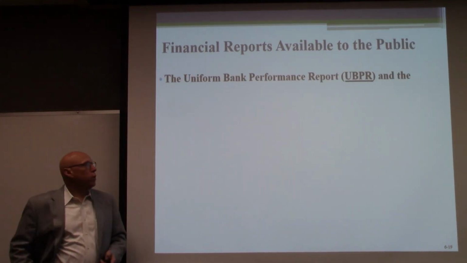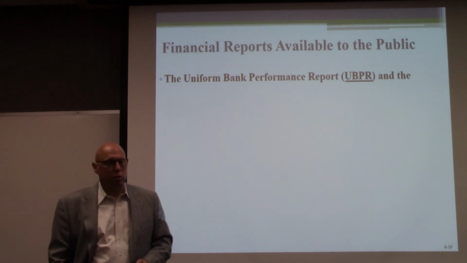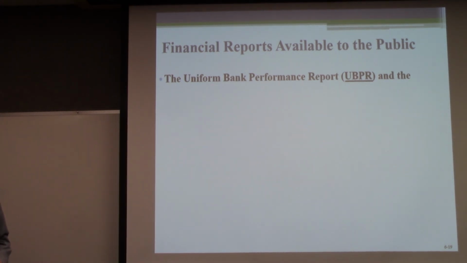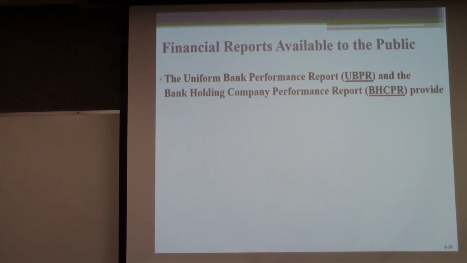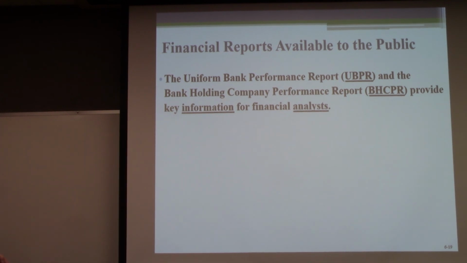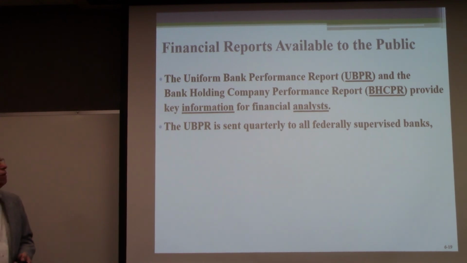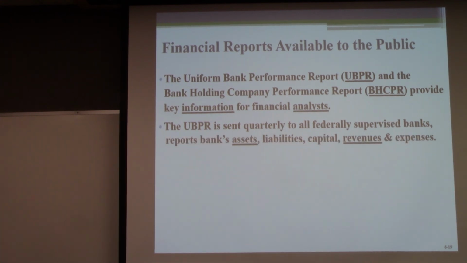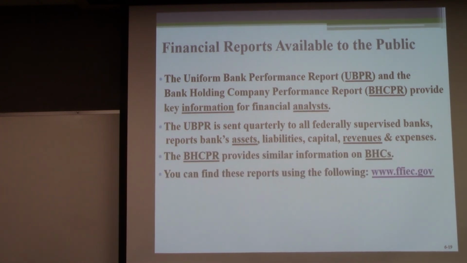All right, so where do we get information for banks? A couple of different places. First, the Uniform Bank Performance Report and Bank Holding Company Performance Report. These are available to the public, and analysts pore over these numbers to try to get as much detail as they can. So you get a lot of detail about how the banks are doing, and this is where you can go to find these reports.